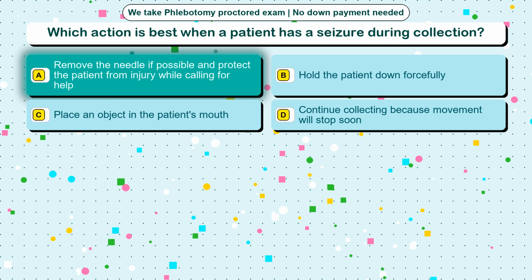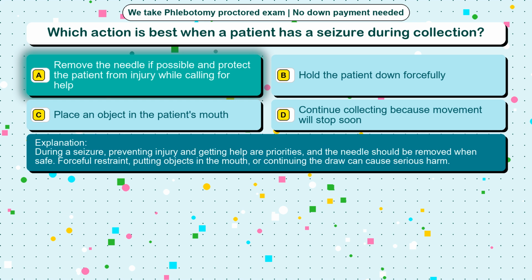The correct answer is option A. Remove the needle if possible and protect the patient from injury while calling for help. During a seizure, preventing injury and getting help are priorities, and the needle should be removed when safe. Forceful restraint, putting objects in the mouth, or continuing the draw can cause serious harm.